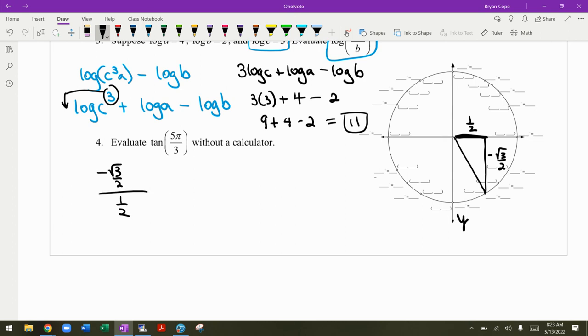Keep change flip, right? Negative root 3 over 2 times 2 over 1. What happens now? Sure. Or I can just cancel the 2's to begin with, right? 2 over 2 makes 1, and my answer is negative root 3.